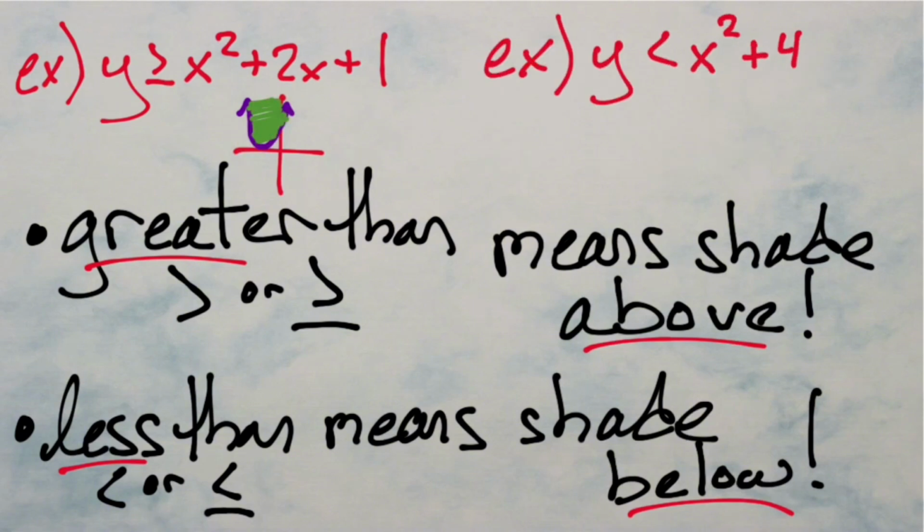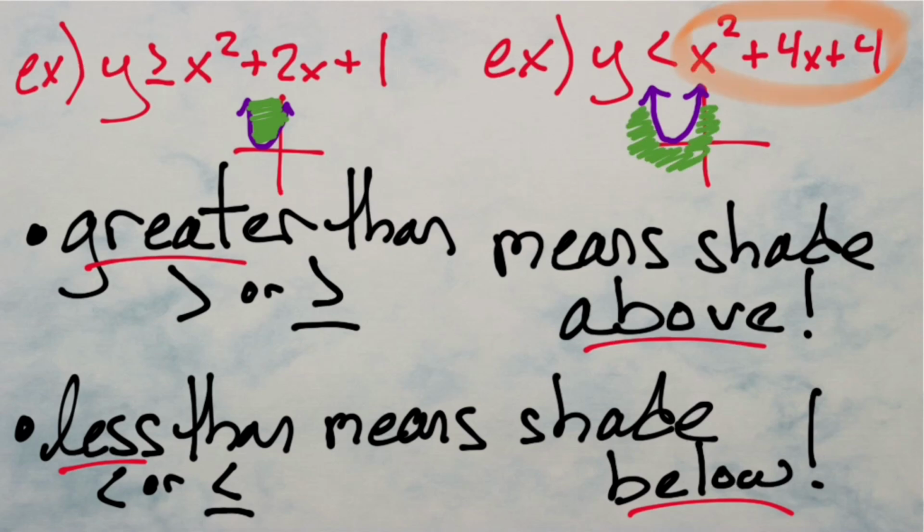Likewise, if you saw the less than sign, you would be shading below the graph this time. So again, x squared plus 4x plus 4. That is the purple line you see here. And then y being less than the purple line means you shade under it, and that looks like the green area that's shaded right here.